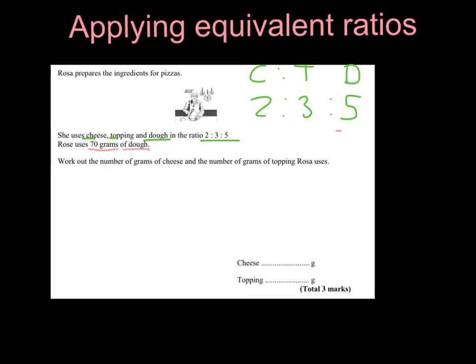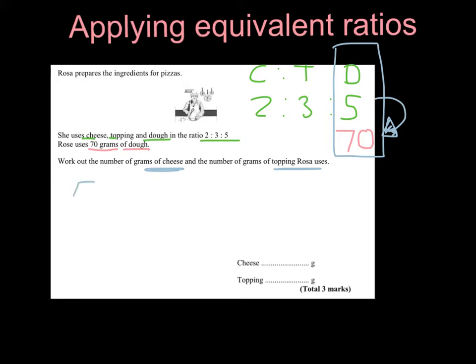So underneath the dough, I'm going to pop this 70 because that's what it relates to. Then I'm going to read the final part of the question, work out the number of grams of cheese and topping that is needed. So think about equivalent ratios. I've got some information. This is the most important piece here. For every 5 lots of dough, I need to work out how to scale that up to get to 70. Then once I know that, I can use equivalent ratios for all the other parts.